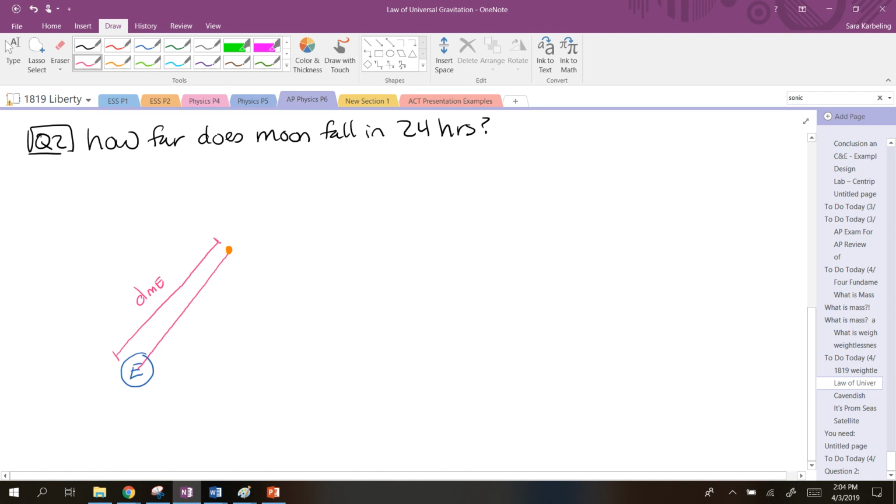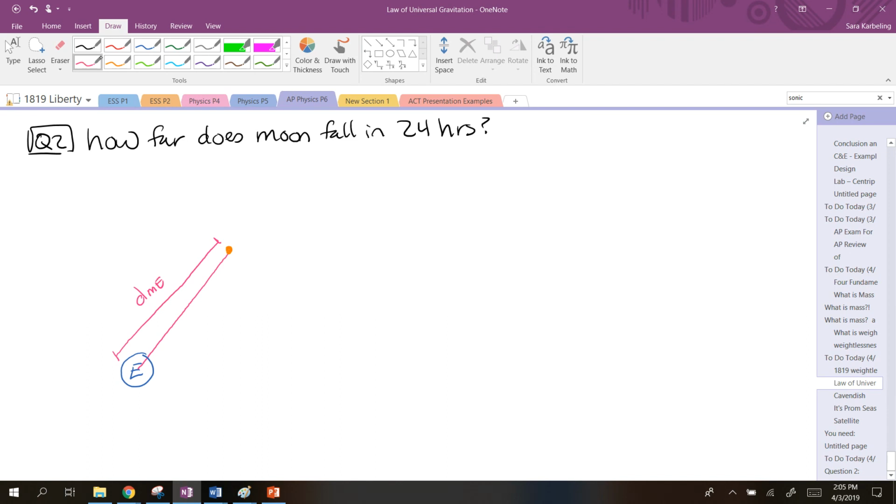Now, we understand that the moon is going around in a circle, right? It's an orbit. It's a nice, pretty circle. So if gravity wasn't there to pull on the moon, where would the moon go? Think back to that yo-yo, and all that circular motion stuff we did. Which way is it going to go? It's going to go in a straight line, right?